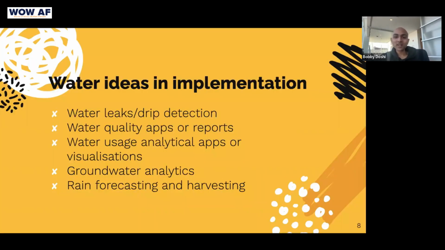These are the various water ideas I think we all must be aware of because we have worked in the water areas. We have water leak and drip detection apps, water quality apps, water usage analytical apps, groundwater analytical apps, and rainwater forecasting and harvesting apps and websites. And many people are providing these services. There are thousands of apps out there.